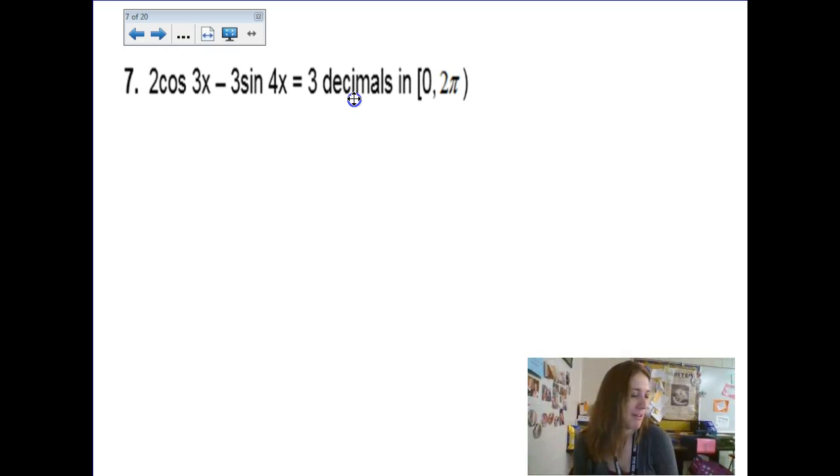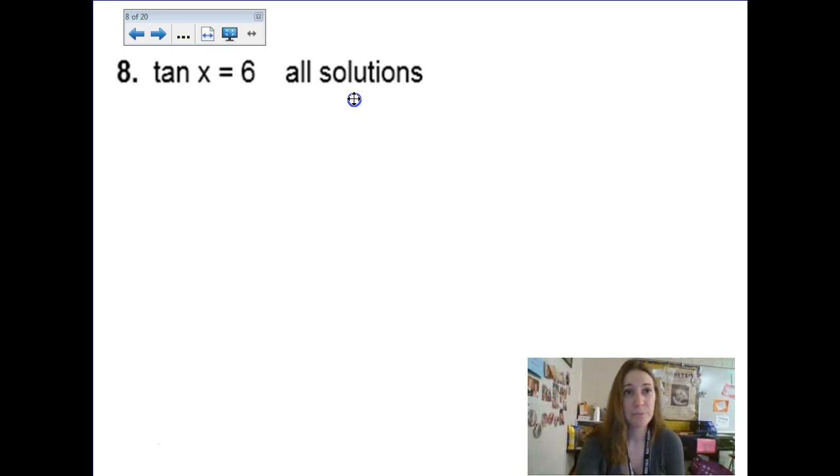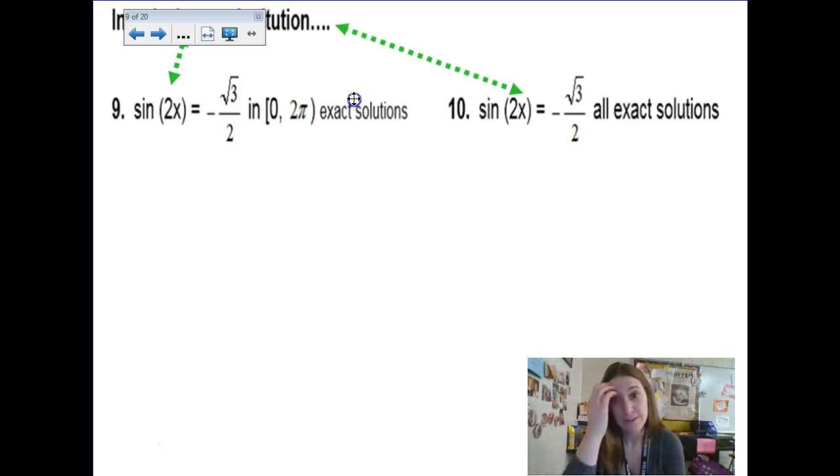This next one we would solve on our calculator as well. For the sake of time, if you don't mind, I'm going to have to put a kibosh on this. But we need to talk about this because this is different.